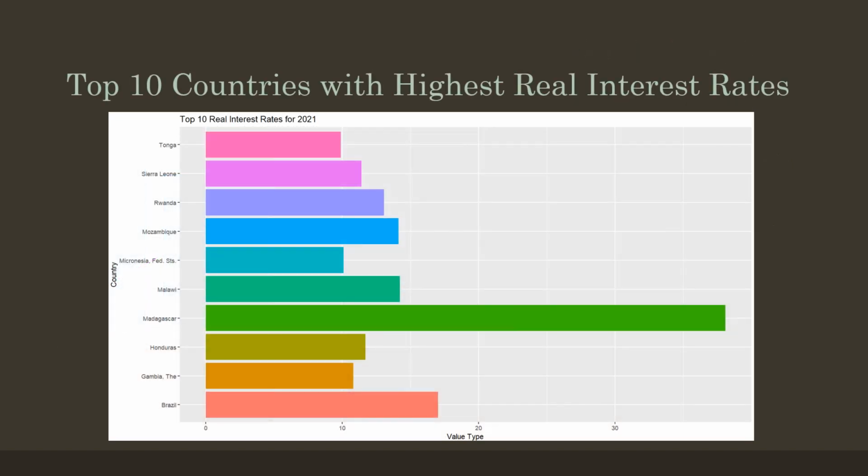This bar chart shows the top 10 countries with the highest real interest rates of 2021. The purpose of this chart with the highest value is to visually represent the data with rectangular bars where the height and length of each bar is proportional to the values they represent.